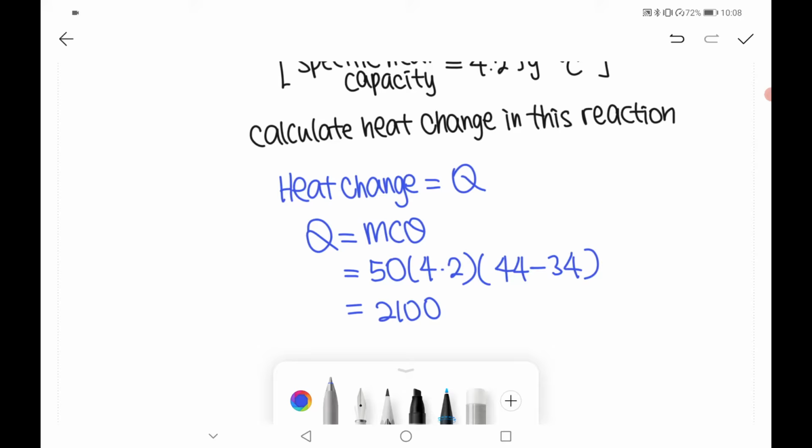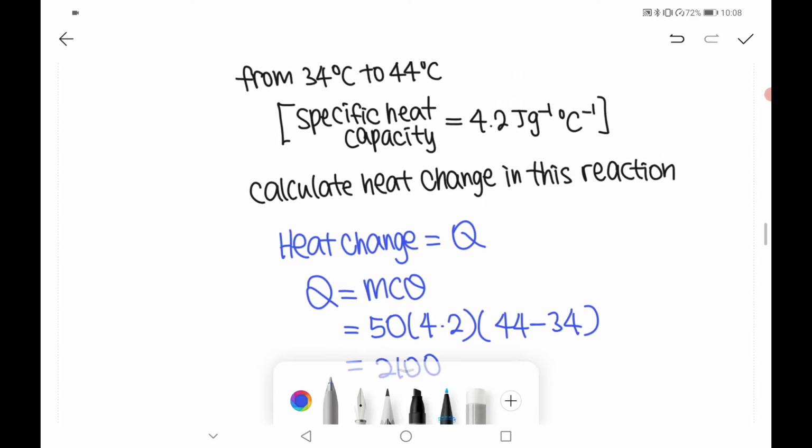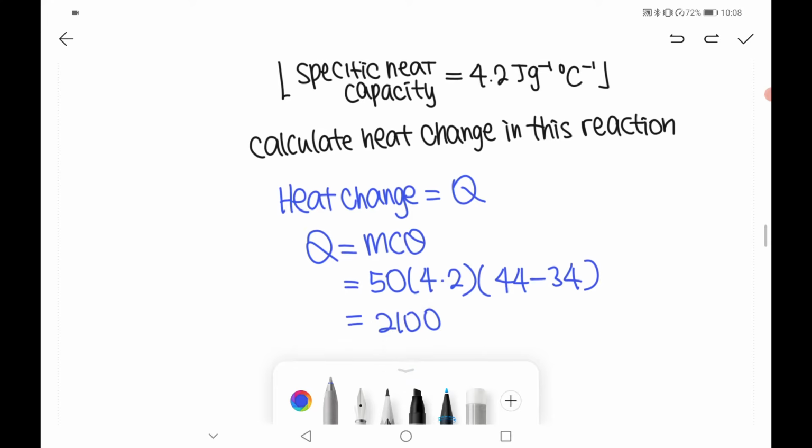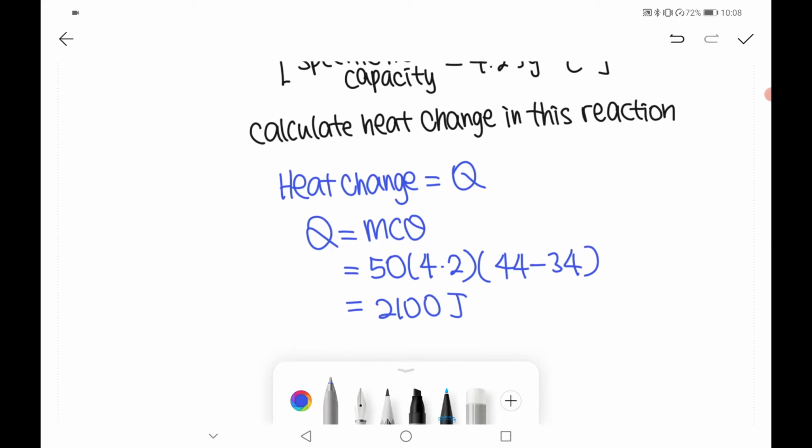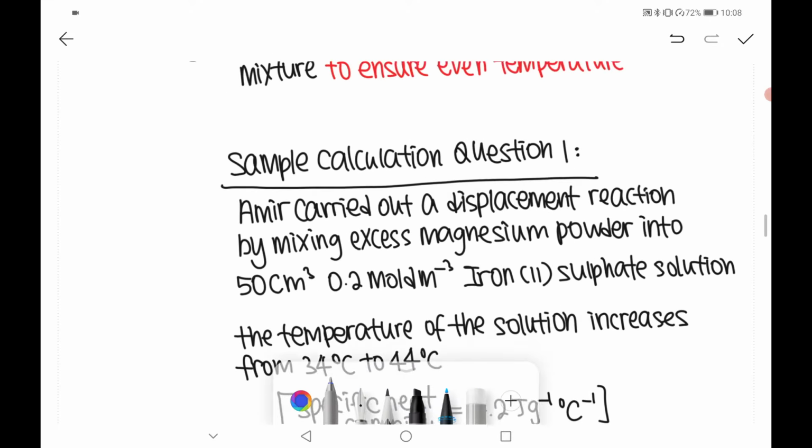Okay, so what is the unit? Since the question asks you for heat, and heat is a type of energy, the unit for energy is joule. So the final answer is 2100 joule. That's it. That's all for the first question.